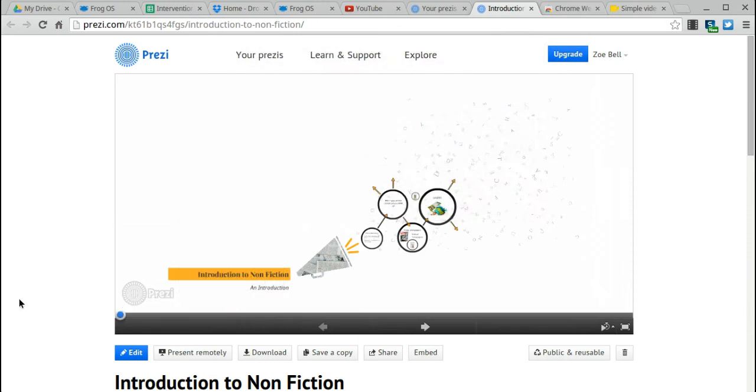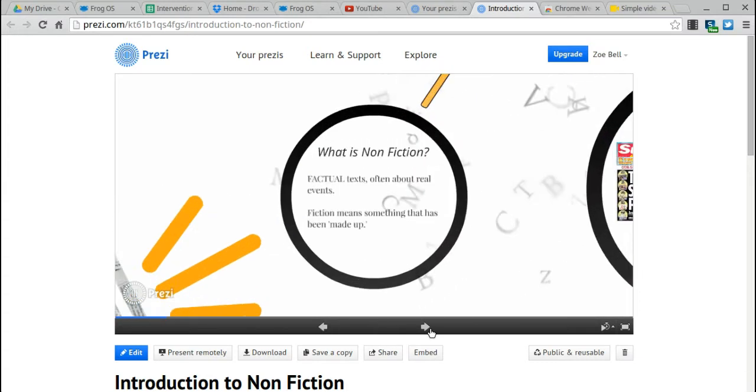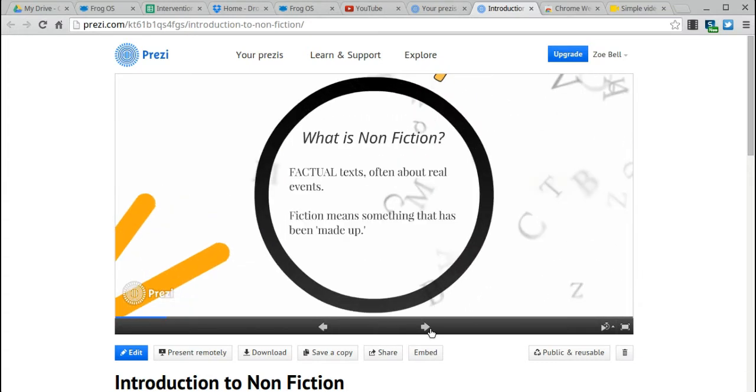Okay, so this is a little introduction to non-fiction that we're going to be studying this half term. So first of all, what do we mean by non-fiction? Well, by non-fiction we mean factual texts. Fiction is something that's been made up, so it's a novel that you would get in the library, but non-fiction is a factual text like a newspaper, something about real events.